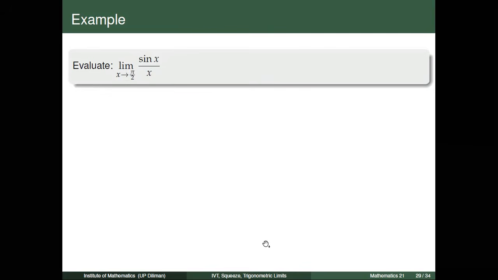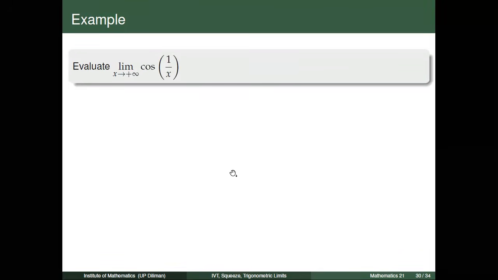Now, the next example is a reminder to be careful with the use of our results. Just because you see sine x over x does not mean that the limit is 1. Note that the limit of the numerator is sine pi over 2, which is 1, and the limit of the denominator is pi over 2. So this is not indeterminate. And so we just evaluate and we get 1 over pi over 2, or 2 over pi.